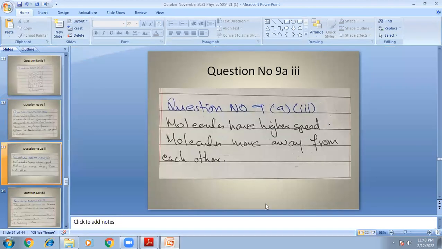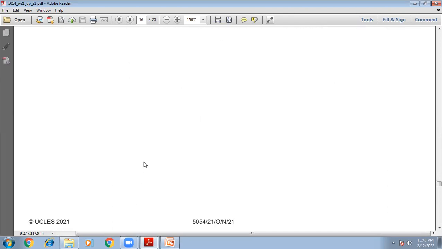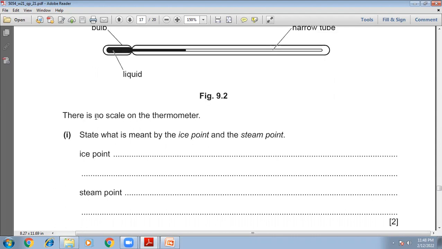Okay, so let's go to the next question. The next question coming up on your screen is, figure 9.2 shows the liquid in glass thermometer. There is no scale on the thermometer. State what is meant by the ice point and the steam point.